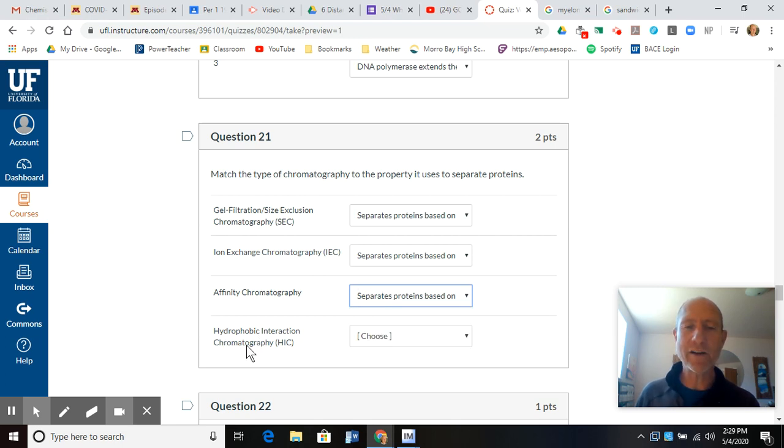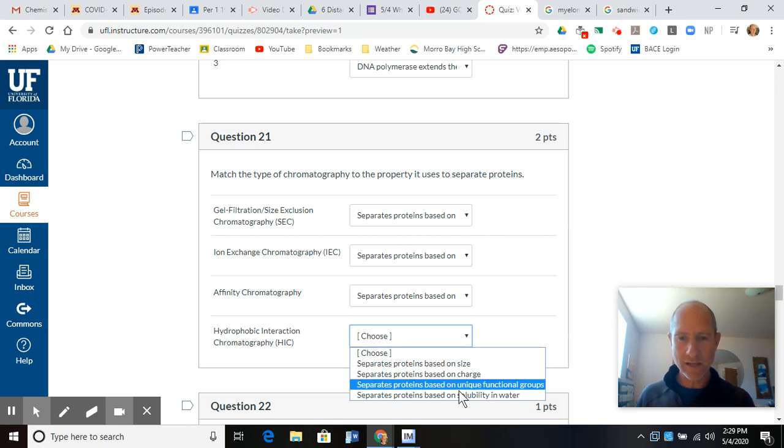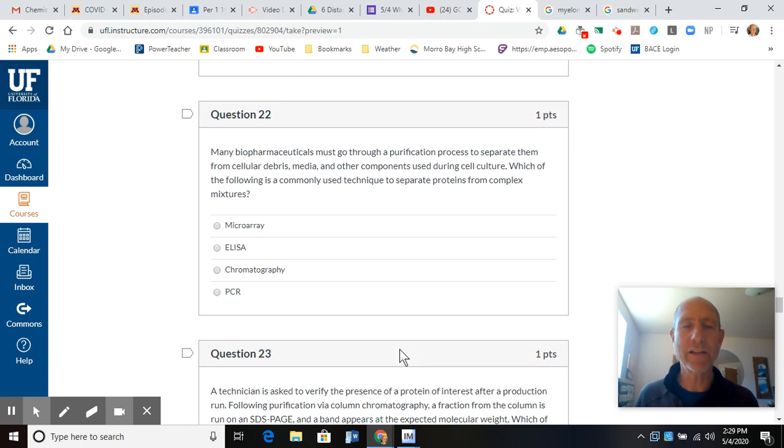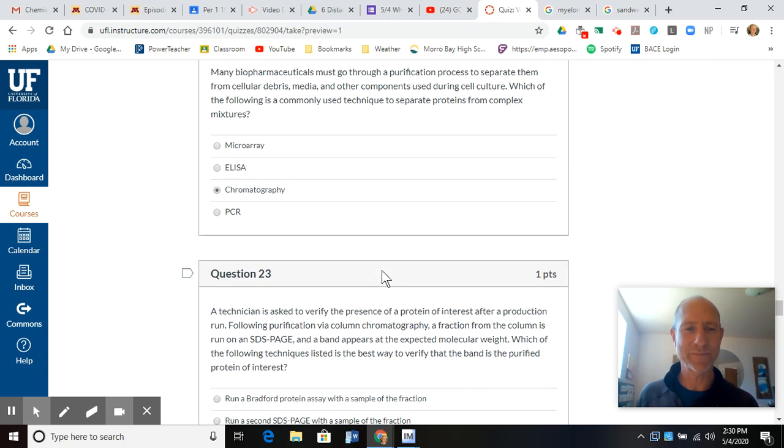And then hydrophobic interaction chromatography. This has to do with whether things like oily things or watery things better. And that separates proteins based on how much they like water or their solubility in water. Booyah. Okay, question 22. Many biopharmaceuticals must go through a purification process to separate them from all the other junk that was in the cells. Which of the following is commonly used to separate proteins from a bunch of cell junk? Well, that would be chromatography. Yeah? Chromatography. That's what it does.